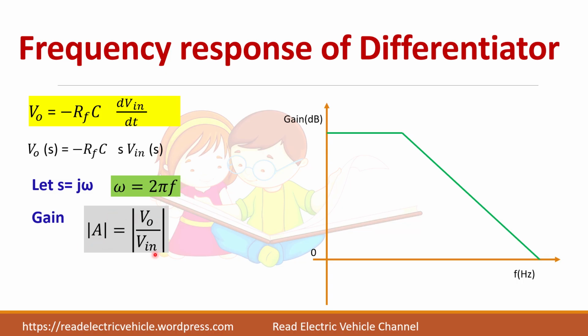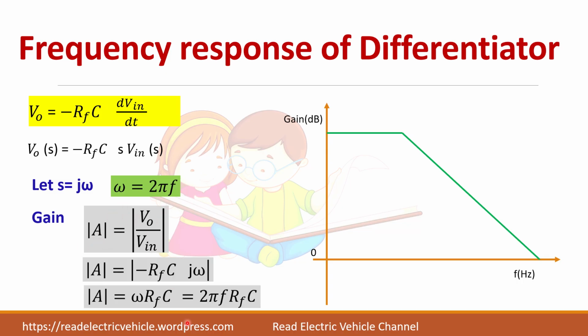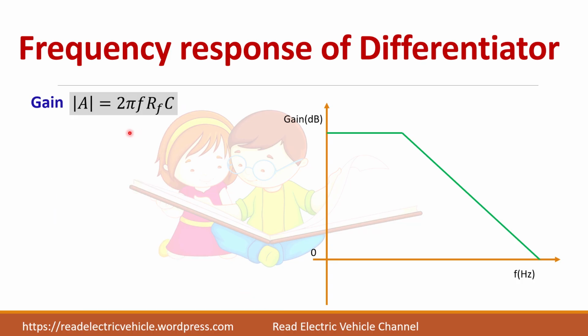Gain is output by input. If you substitute all these things, you will get 2 pi f RF into C. Here, 2 pi RF into C are constants. Only f is the varying quantity. It means that the gain is directly proportional to frequency. So in a simple differentiator, the gain is going to increase with respect to frequency. If you see this curve, as f increases this way, the gain also increases.